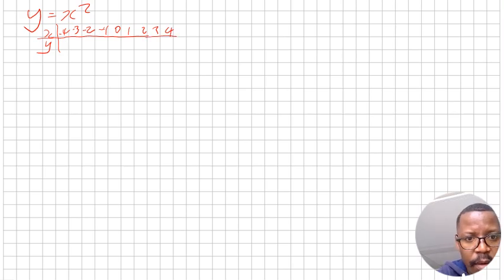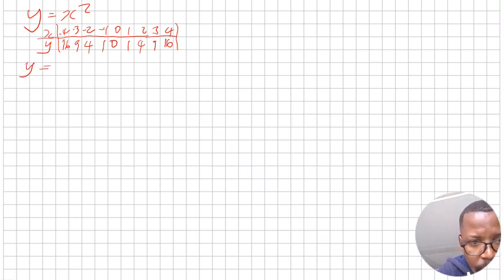Okay, so let's find the value of y against those x values. So in this case, y is equal to x squared. So -4 squared, that's 16. That's 9. That's 4. That's 1. That's 0. That's 1. That's 4. And this is 3, that's 9. And that's 16.